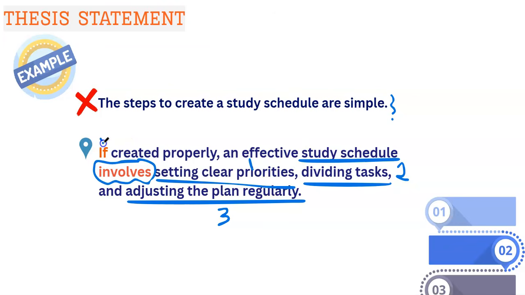And we see here we started with "if created properly." I'm giving a condition about the process, which is properly designing the study schedule, and I'm using a verb that indicates my essay will be about the process of creating an effective study schedule.